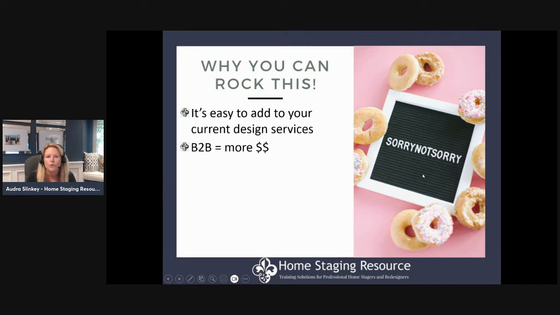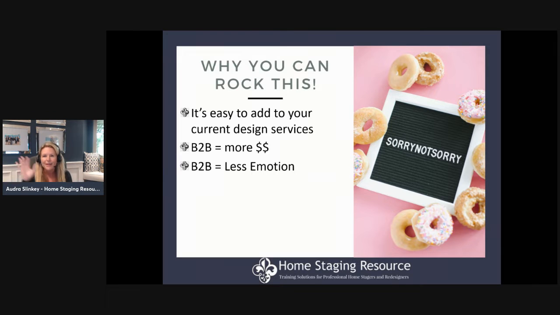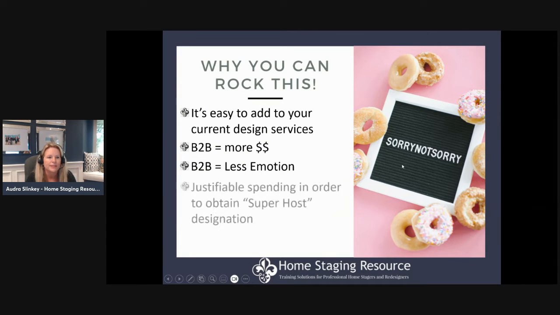So it's typically more money. They look at it again as that investment. They're more hard line. For those of you on the line, how many of you sometimes get tired of dealing with emotional homeowners or sellers? It's less emotional because again, it's business to business. This is just about getting better occupancy rates and better pricing.